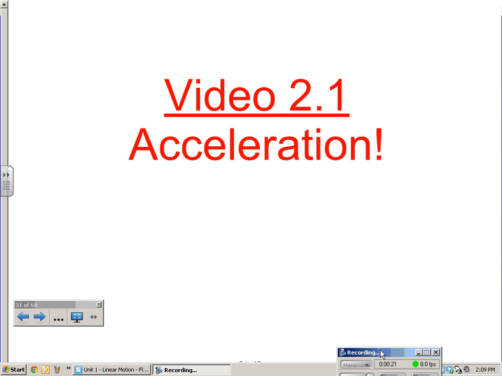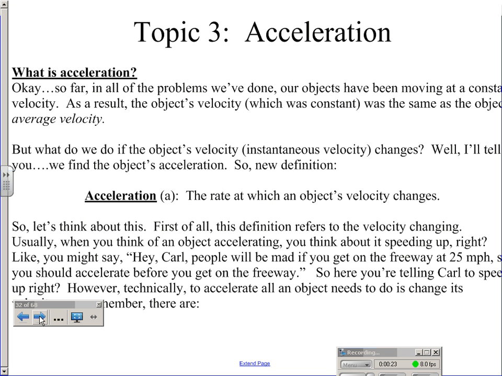We're going to learn today about acceleration. So probably the first thing we need to do is learn about what acceleration is. So far in all the problems we've done, our objects have been moving at a constant velocity. So the object's velocity, which was constant, was the same as the object's average velocity. So pretty much everything that we've done so far has dealt with average velocity. All right. So what do we do if the object's instantaneous velocity is changing?